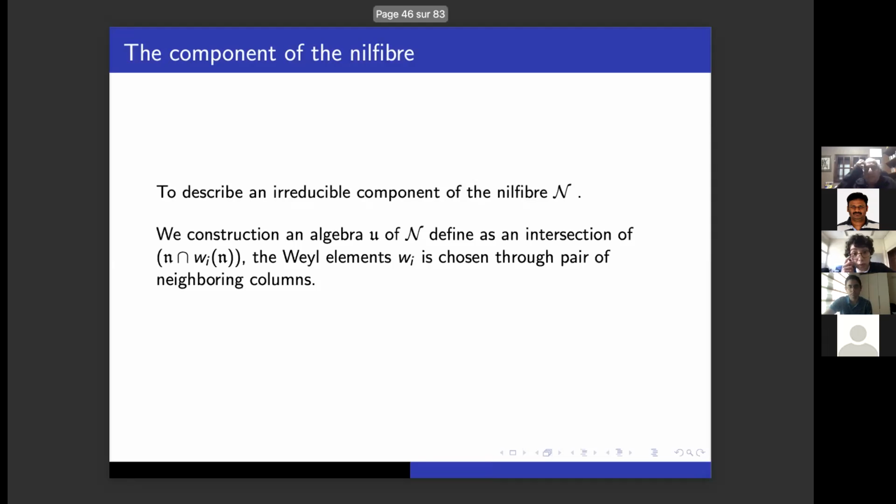What I will do is construct an algebra that we call U. This algebra is the intersection of N with WEN, where WE is a Weyl element that is related to, and chosen through, neighboring columns. If you remember earlier, this N inter WEN is a way to relate a Weyl element with an orbital variety. So what we want in the end is for our component to be an orbital variety.